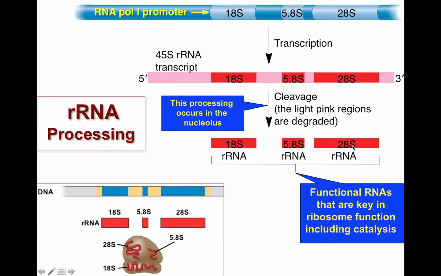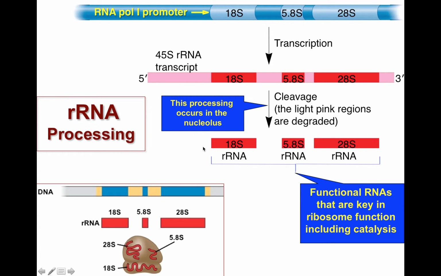These are the functional RNAs that are key in ribosomes, including catalysis. The 28S RNA has catalytic properties that help produce the amino acid chains that are proteins, that fold up into proteins.